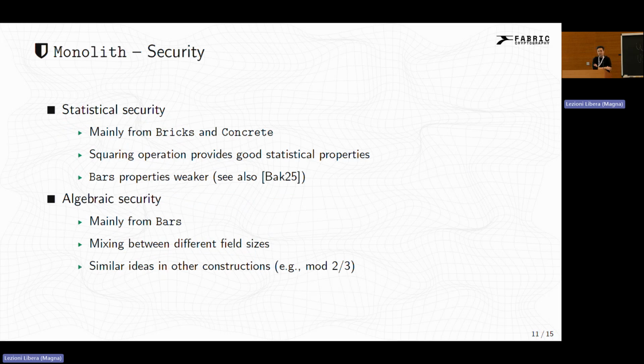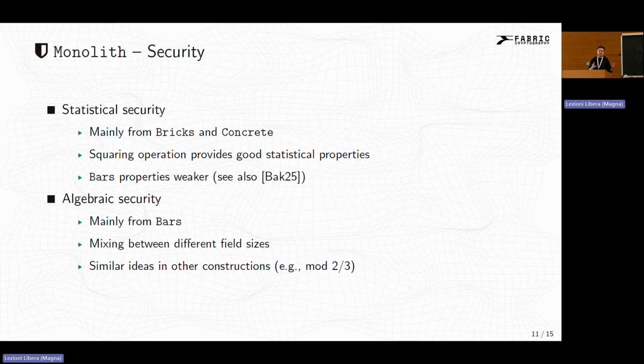Okay, so very quickly about the security then. We have, of course, statistical and algebraic security. Statistical one is mostly fine. It comes from Bricks and Concrete. The argument is based on this quadratic SBox in the Feistel. But the Bars is weaker. There has been a paper very recently, where we use a similar SBox in a newer design, which actually shows that the weak differential properties of Bars can lead to some attacks on reduced round versions. And reduced round means only one less round. Okay, so that's about the statistical security.